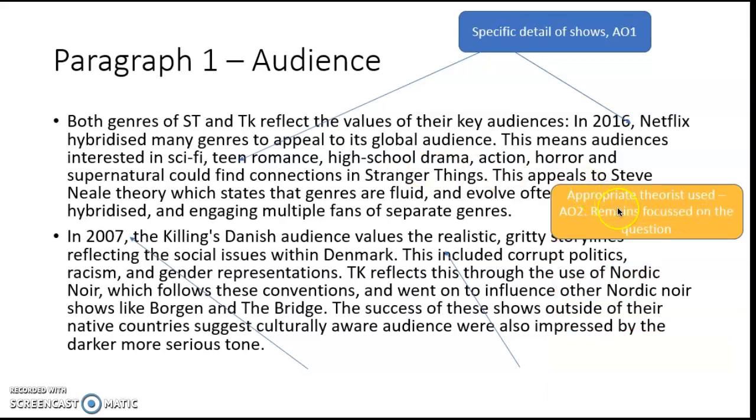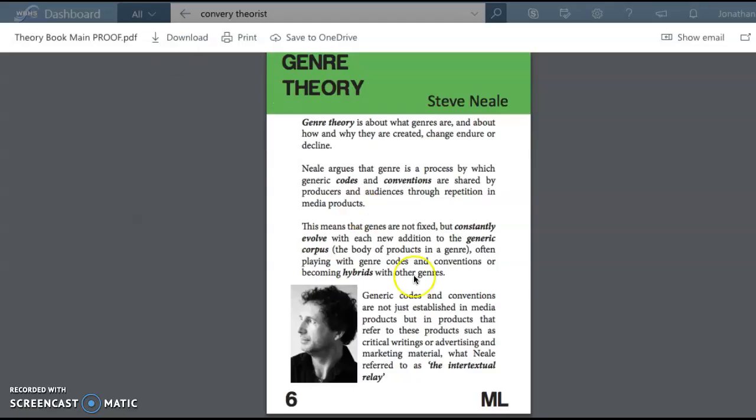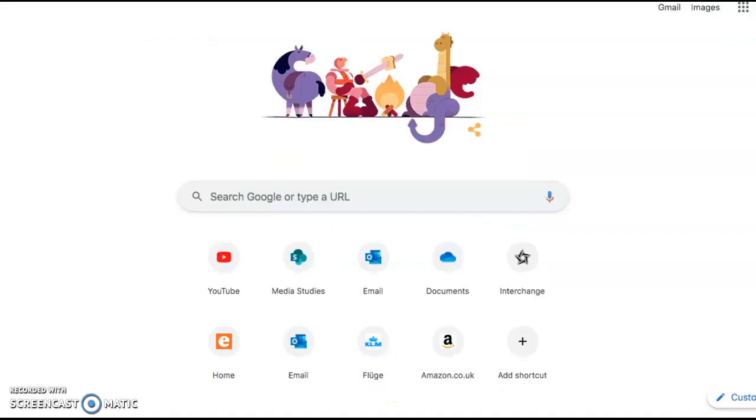The next thing is I've put a theorist in, and this is from part of my plan. This is Steve Neale's theory. Here we have Steve Neale, and remember, he talks about genres not being fixed, but they constantly evolve. And he also talks about intertextual relay, and we'll talk about that later within our essay too.